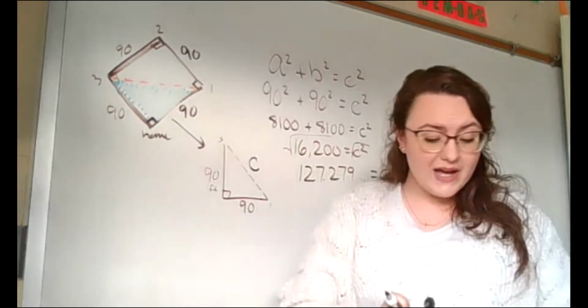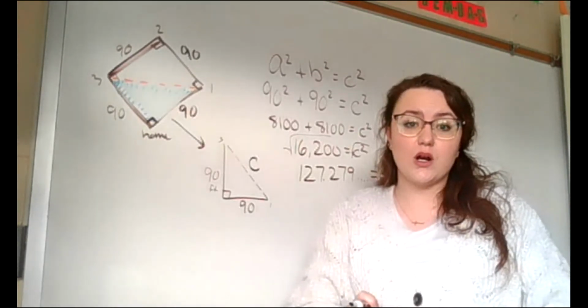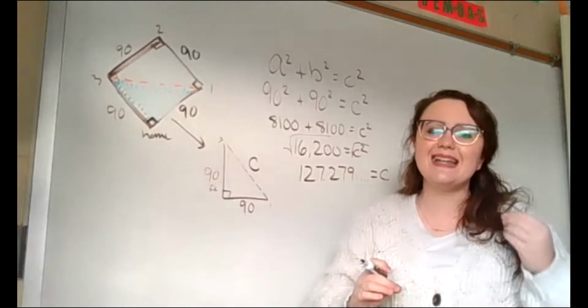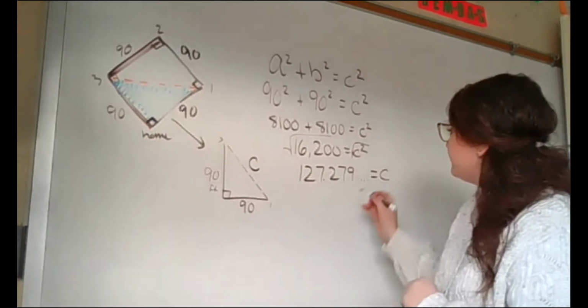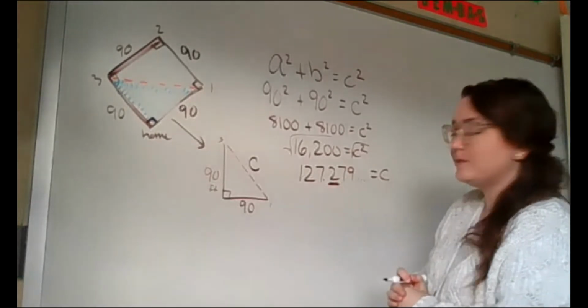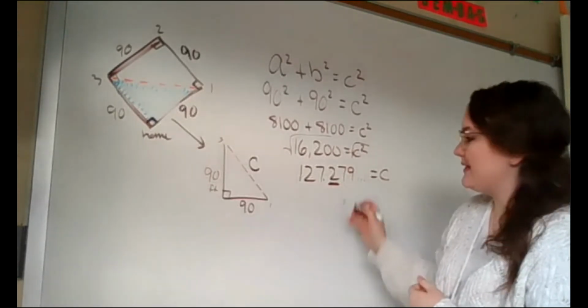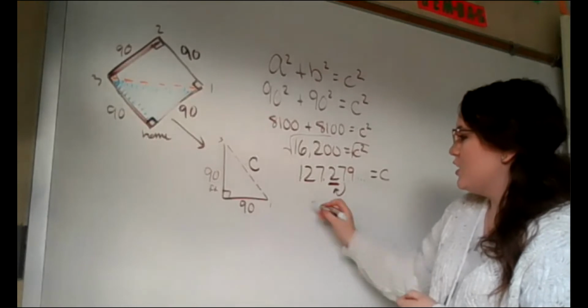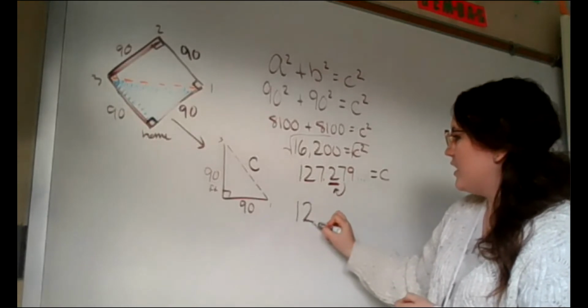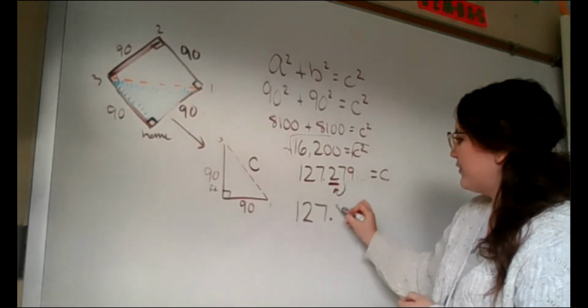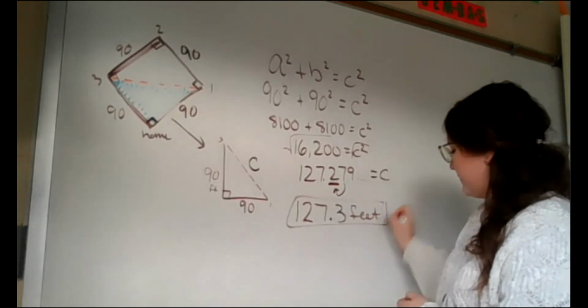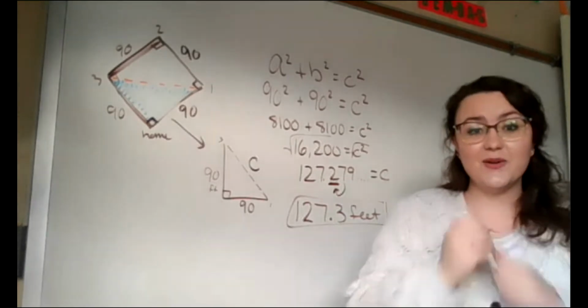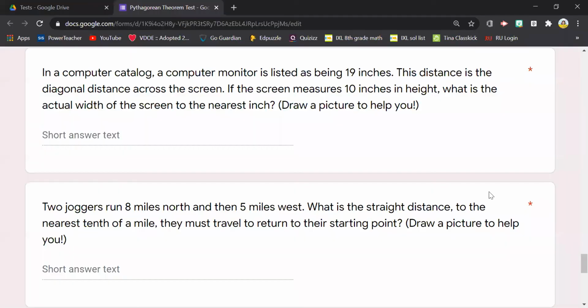Okay. Now, the original question asked for this distance to the nearest tenth of a foot. So tenth means one decimal place. So the 2 in this case, but the 7 is going to bump that up. So my actual answer is 127.3 feet. Okay. So there is your first question. Let's look at two more.